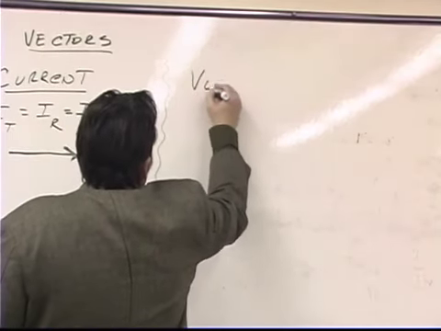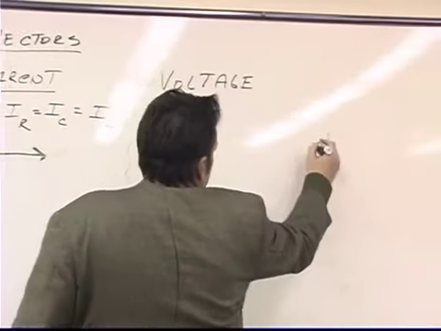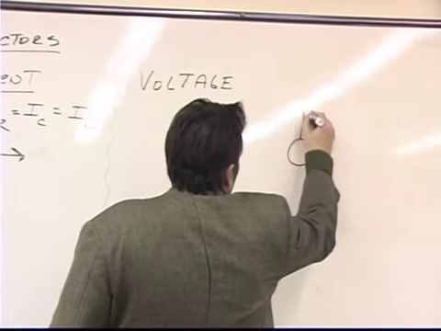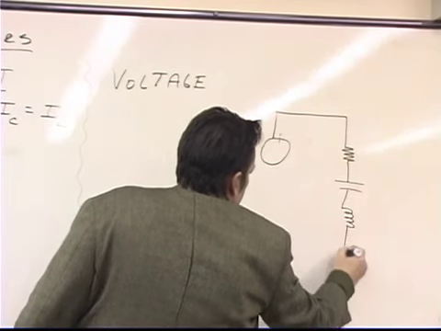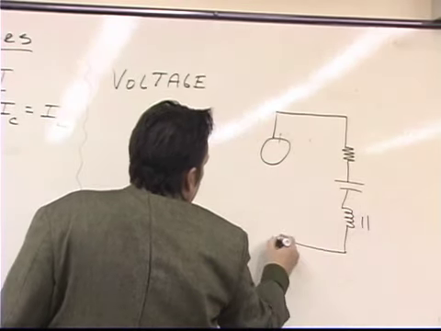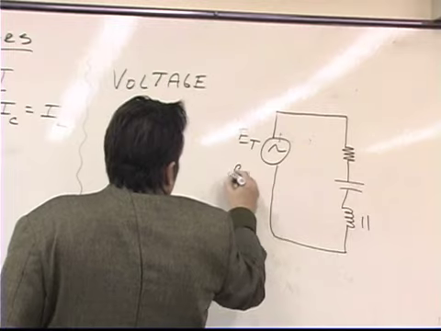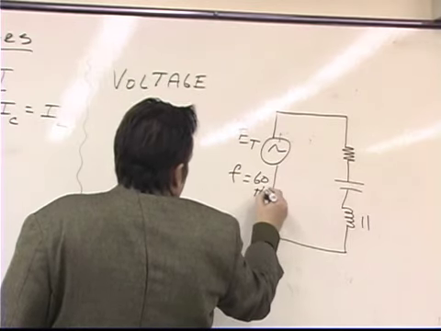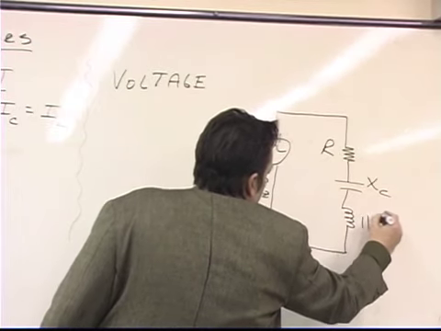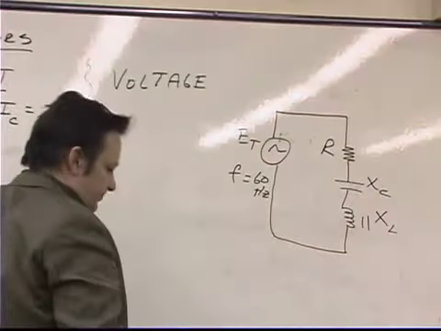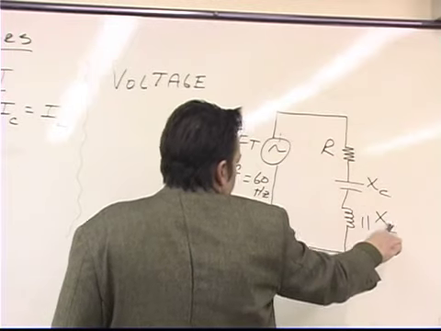So let's look at voltage. And just to simplify things, I'm going to redraw our circuit over here. I'll put the resistor, the capacitor, and the iron core inductor connected up to our AC source, which has an RMS voltage, a frequency of 60 hertz, a resistance, a capacitive reactance, and an inductive reactance. And all of these are measured in ohms. This is in ohms, this is in ohms, this is in ohms.